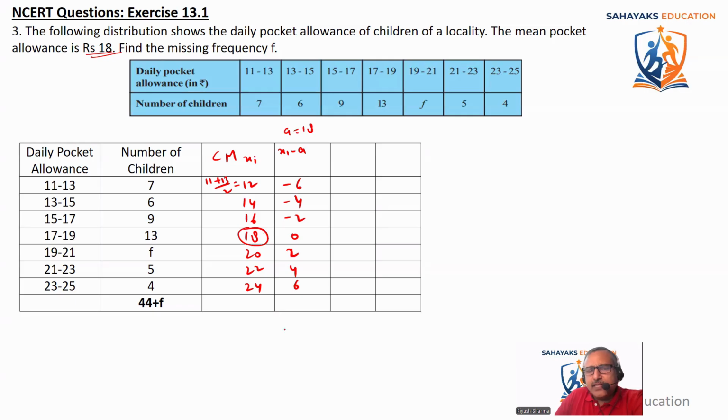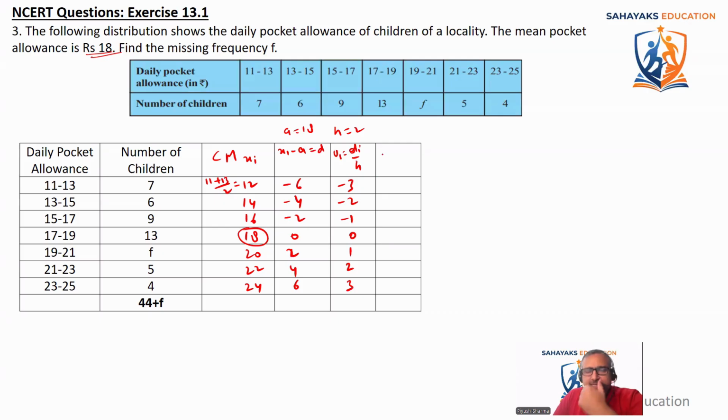Take one of these values, a common factor, and divide by that common factor. So let's divide by 2 because 2 seems to be a common factor. So we'll consider h is equal to 2, and now we're going to find out ui, that is, this was d, so we'll say di divided by h. So this comes out to be minus 3, minus 4 divided by 2 is minus 2, minus 1, 0, 1, 2, and 3.